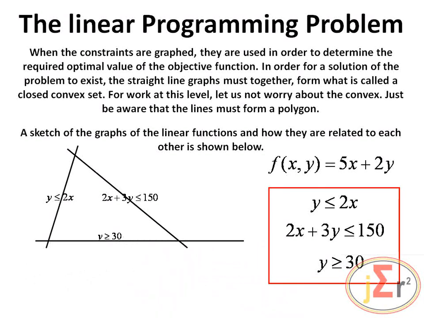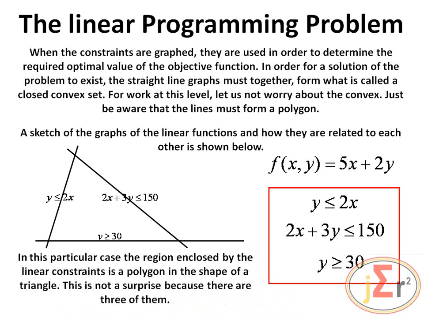is right there. In this particular case, the region enclosed by the linear constraints is a polygon in the shape of a triangle. This is not a surprise because we have 3 of them. So we have 3 linear constraints right here. Therefore, we should not be surprised that the closed convex set in this case is a triangle.